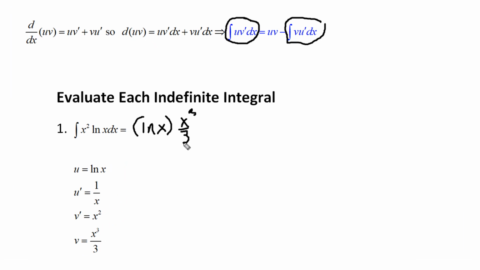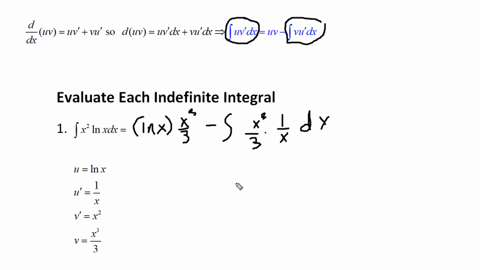Okay, and then I have a minus. And then I have the integral of, this is v. Okay, so here's v. That's x to the third over 3 times u prime. Okay, u prime is 1 over x. So this will be times 1 over x dx. And the idea here is that you're hoping that this will be easily integrable.